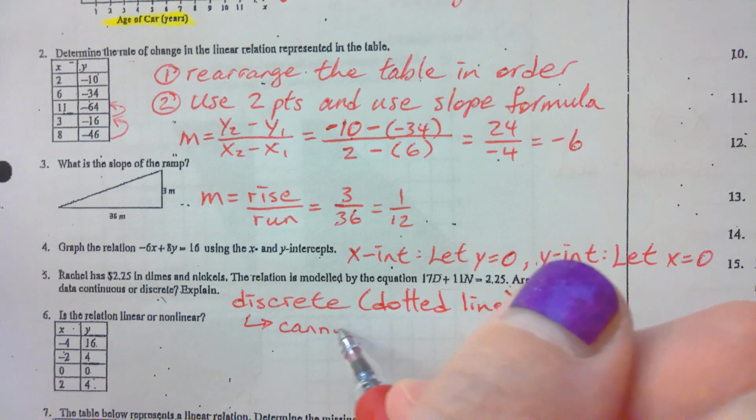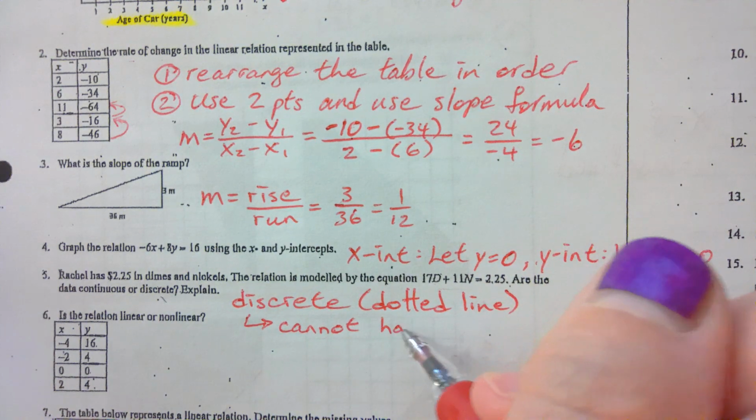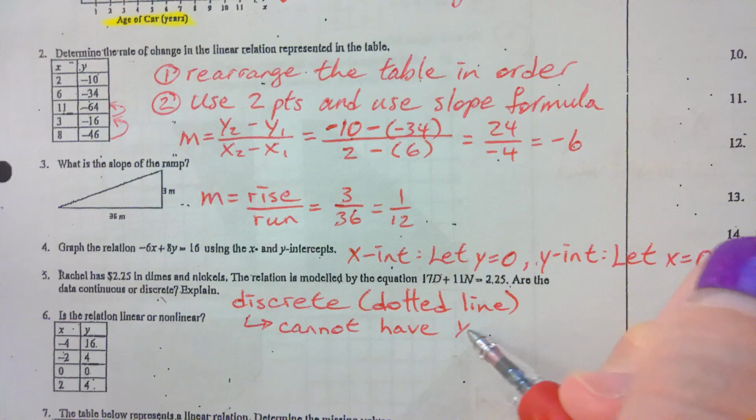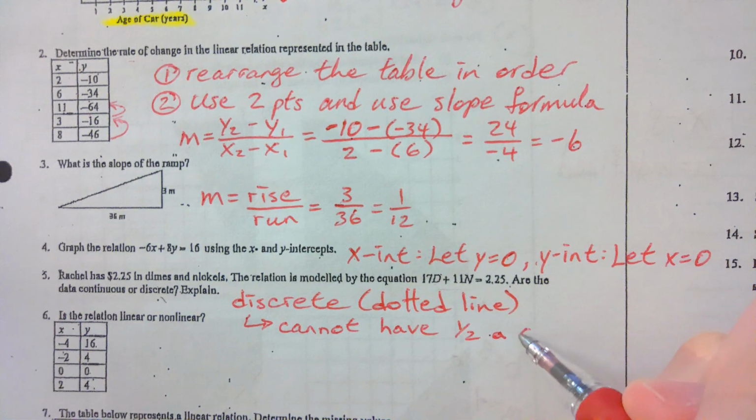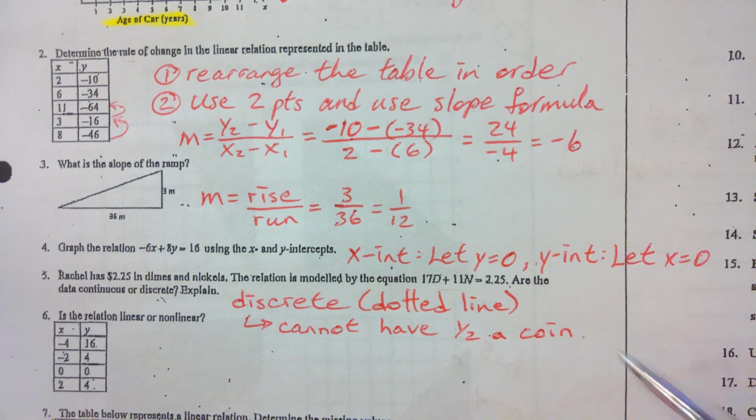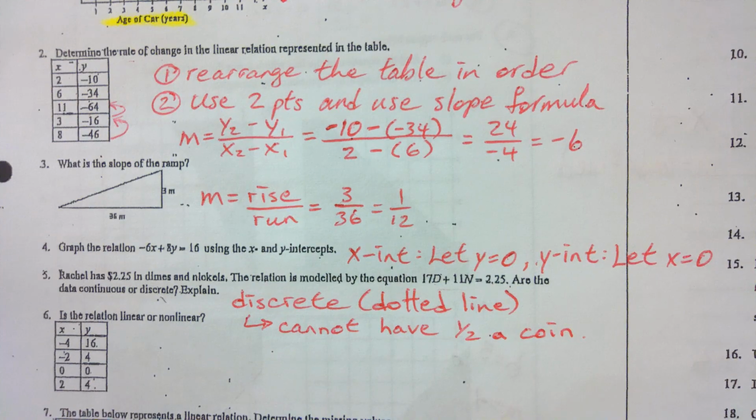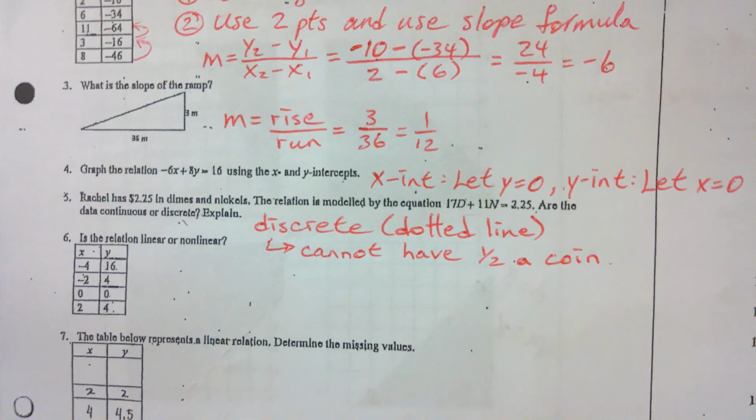Yeah, exactly. You cannot have half a coin unless you can show me magic and cut a coin in half, which I don't want you to. If you cut a loonie in half, it's not 50 cents. I don't think they will accept it. But I'm interested to see half a loonie.